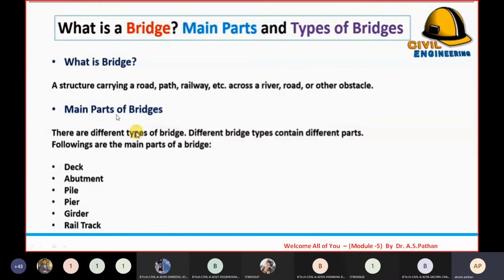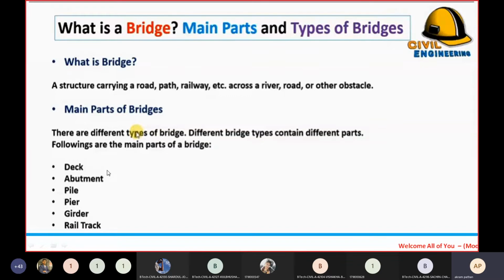So these are the main component parts of the bridge. There are different types of bridges, and different types of bridges contain different parts. As far as the bridge is concerned, we have different component parts. The first component part is the deck slab. Then the second component part, abutment. Then we have the piles, the piers, the girder, and the rail track. So these are the component parts of the bridge.